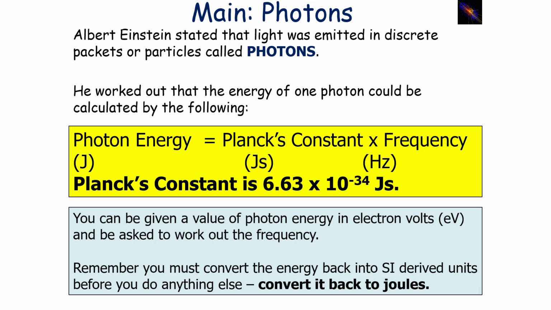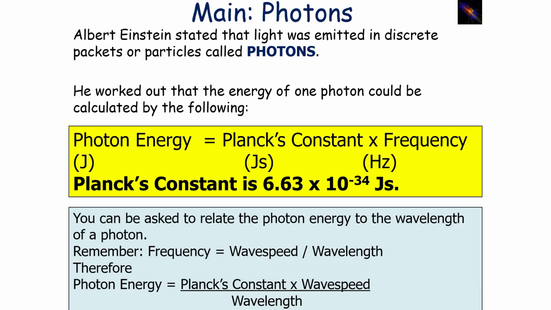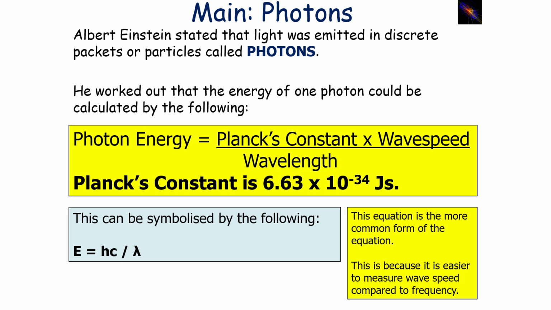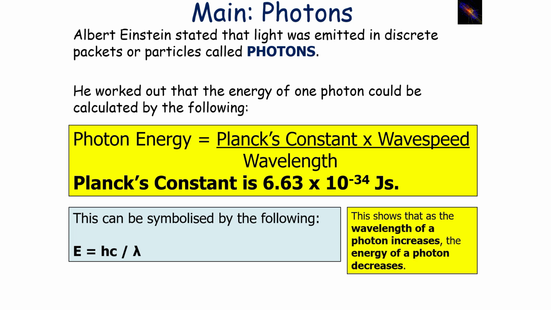Now, you can work this link out, because we know frequency is equal to wave speed over wavelength. So therefore, the photon energy is equal to Planck's constant times wave speed over wavelength, which you can write as E is equal to hc over lambda, where c is the speed of the electromagnetic wave. Now, this equation is probably the more common form because it's easier to measure wave speed compared to frequency. This equation does indicate to us that as the wavelength of a photon increases, the energy of a photon decreases.